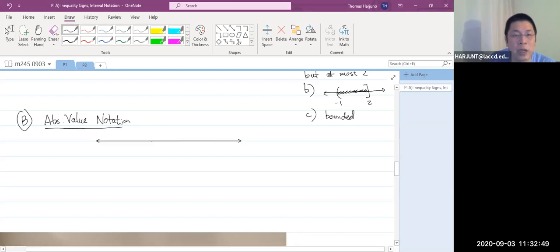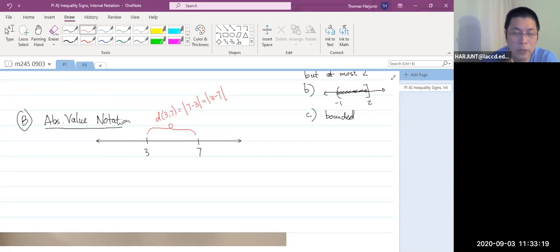So let's say this is 3 and this is 7. Then the distance between them, let's call that D for now. The distance between 3 and 7 equals, we know that's 4, right? But this can be written as absolute value of 7 minus 3 or absolute value of 3 minus 7, either one, because distance has to be positive, right? Now we know the distance is 4. Okay, so that's not a really big issue.